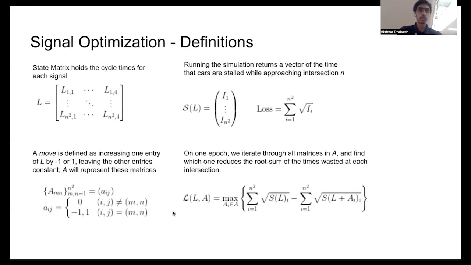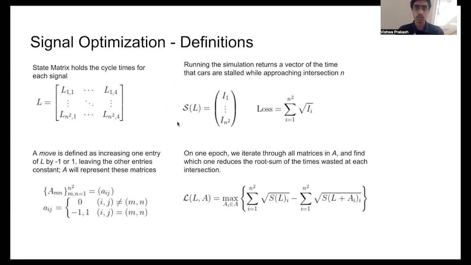Okay, so now to the signal optimization process. Starting with some basic definitions, a state matrix holds the cycle times for each signal. So L11 refers to the time allotted for the forward movement on intersection 1. And all those are essentially weights stored in a weight matrix. Using these weights, we run a simulation.